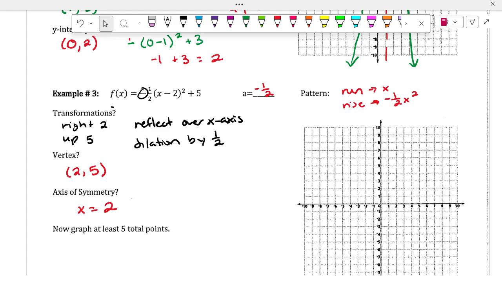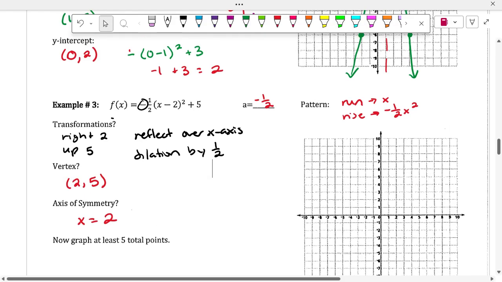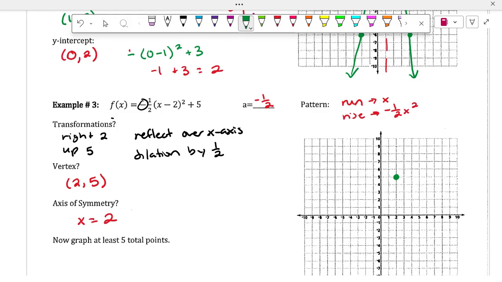All right, guys, let's see what you got. So I'm going to use the pattern, just so if you want to use the pattern, you can see it. But again, if you generate a table and plot points that way, that's fine too. So my vertex is at (2, 5). That has to be plotted first. Now, because we're ending up having to multiply by 1/2, meaning we're going to divide by 2, my run is going to be even numbers. Because you may not know this, but whenever you square an even number, it's always going to be even. But whenever you square an odd number, it's always going to be odd. I don't want to deal with fractions.